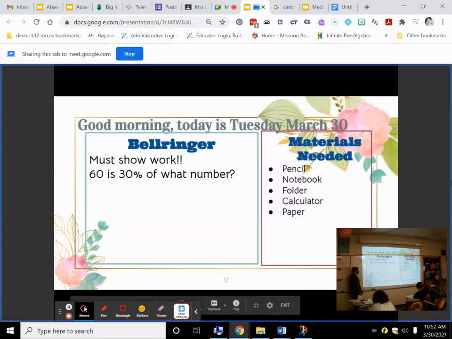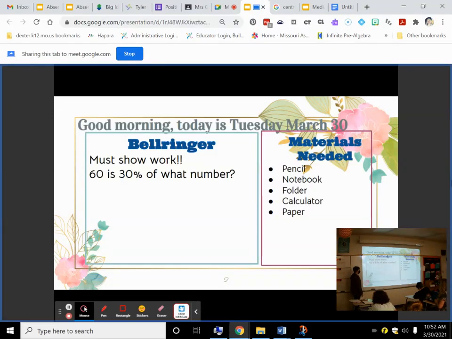Amber's going to explain to us how she did the bell ringer. Let's listen closely, and if we did not have our work shown or did not have it worked out, we need to work it out so that way we know how much work to show tomorrow. All right, Amber, go ahead.